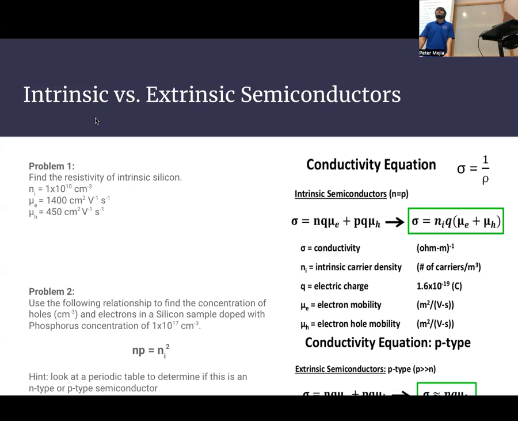Does anyone have a value that they got? Is anyone stuck? Yeah, I'm stuck. So the way to go about this is that we have the concentration of phosphorus. I should probably write huge. Or you could annotate this.